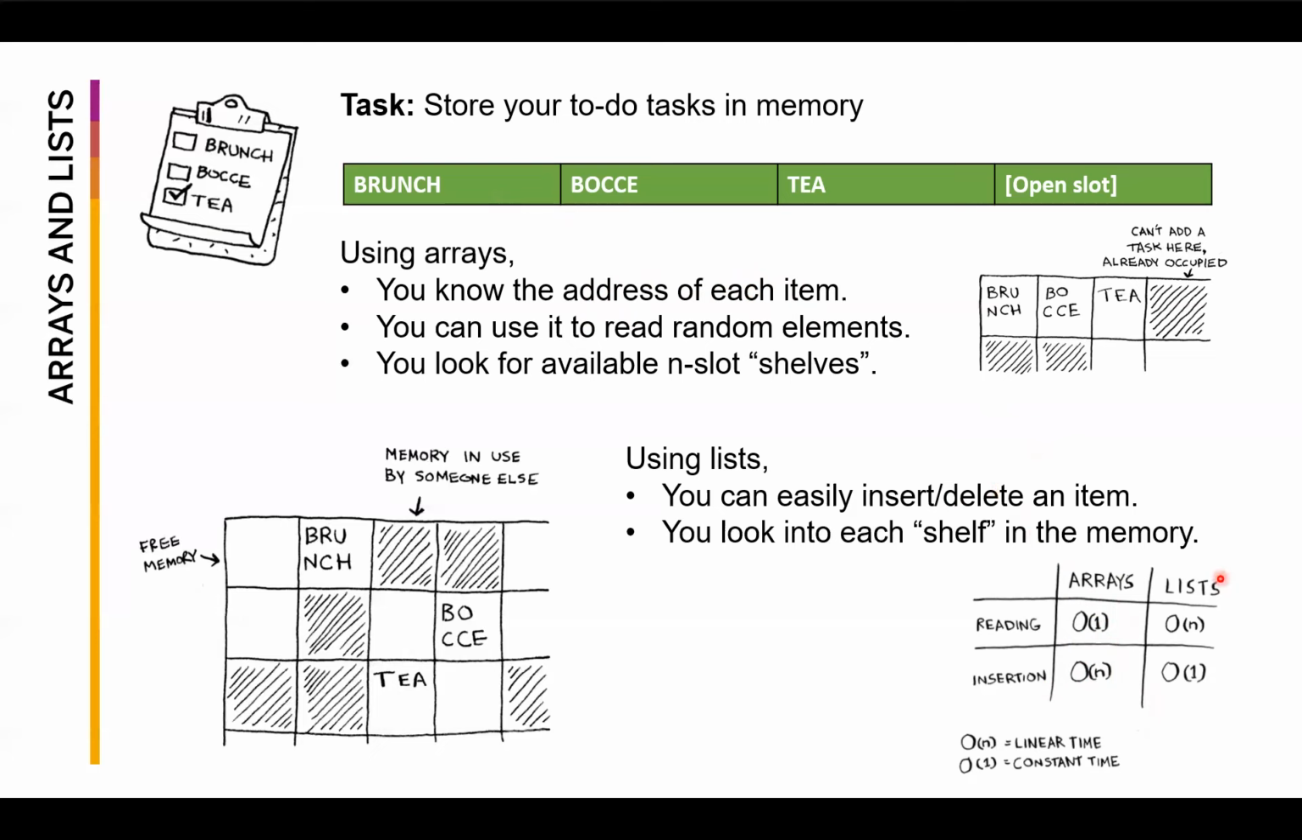Whereas on lists, inserts are easier because you can basically insert anywhere in the memory, but reading them would be on linear time, because you have to look at each shelf in the memory. Going back to O of n, on our linear algorithms, you have to look at each element of the array or the problem.